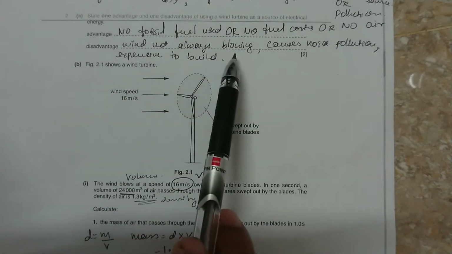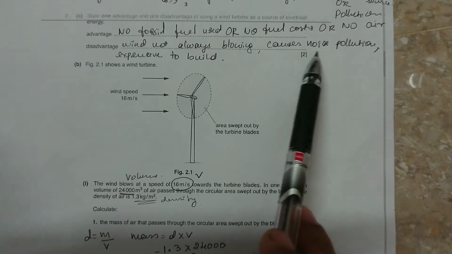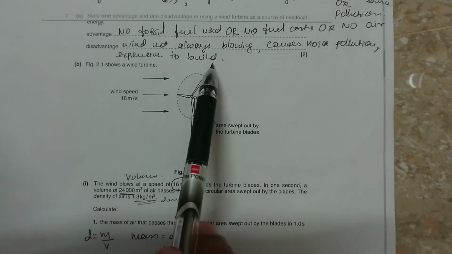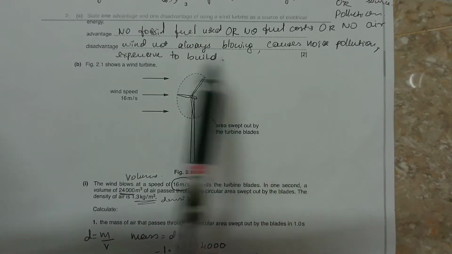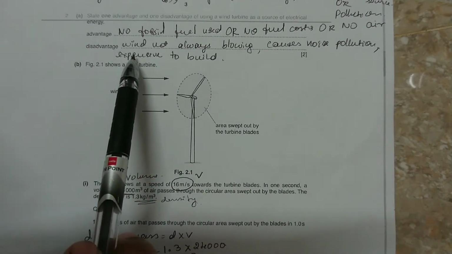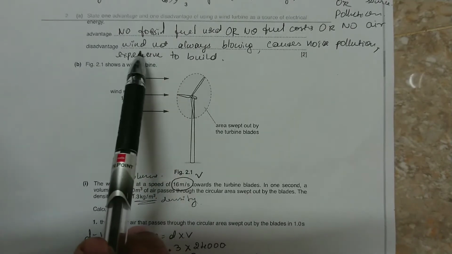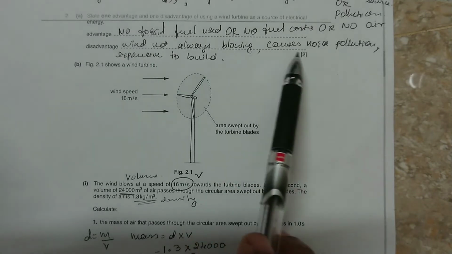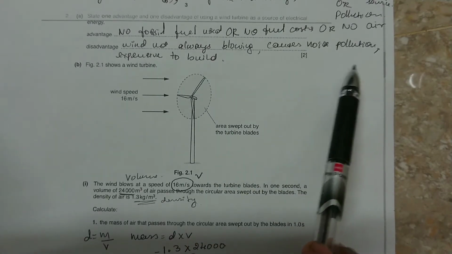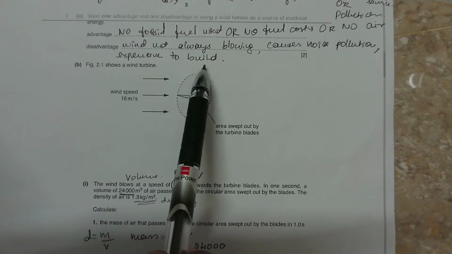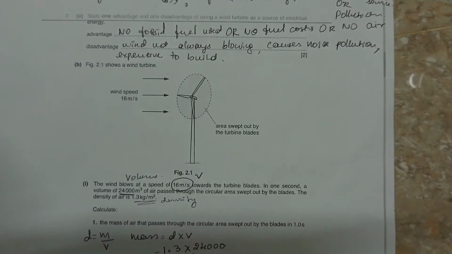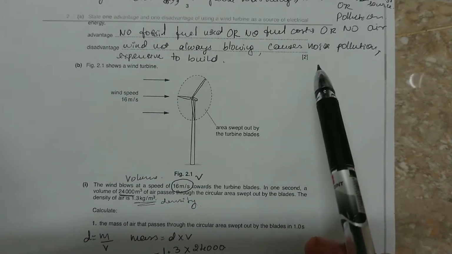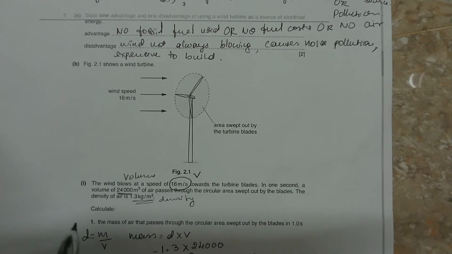Okay, so wind is not always blowing. It causes noise pollution and it is expensive to build. Any one of the answers you can write. In the disadvantage part, once again what you can write is wind is not always blowing, or it causes noise pollution, or you can write expensive to build the setup. Hope you understood. Okay, it is a 2 marks question. So one is for the advantage part, another one is for the disadvantage part.